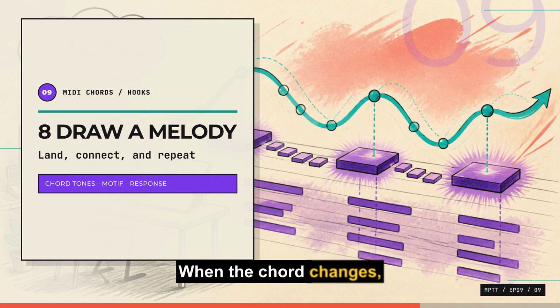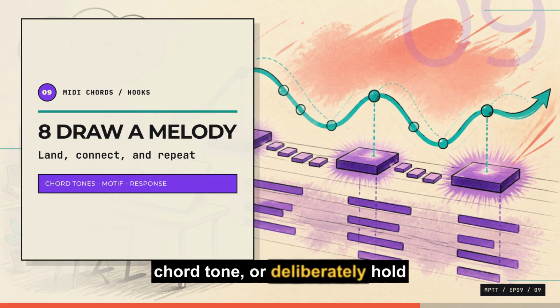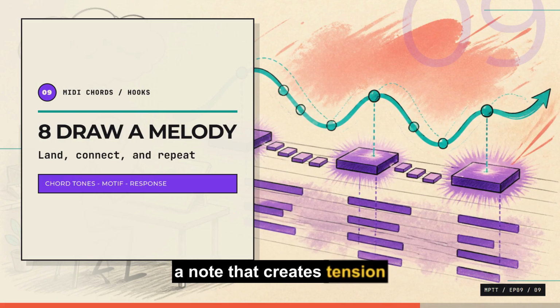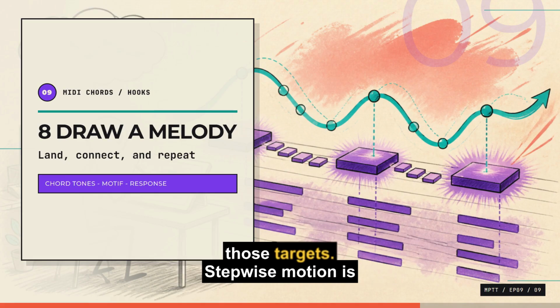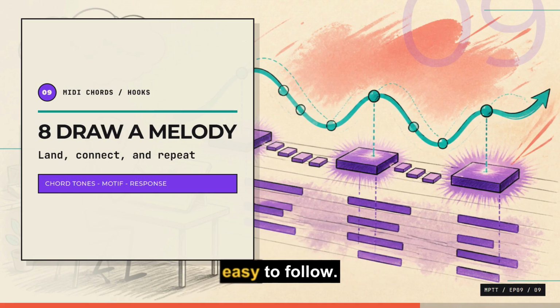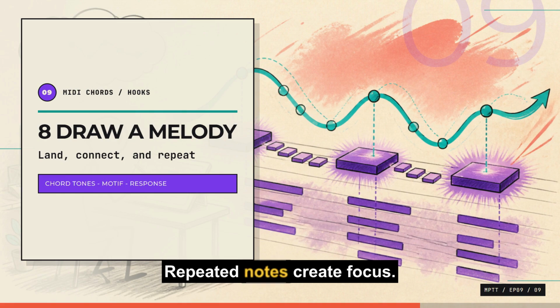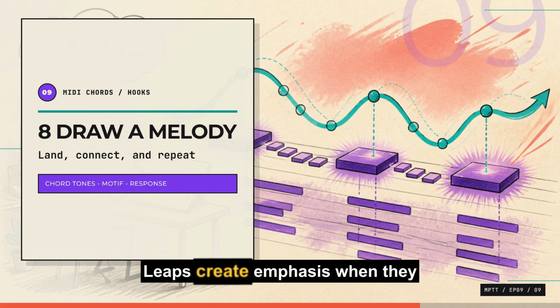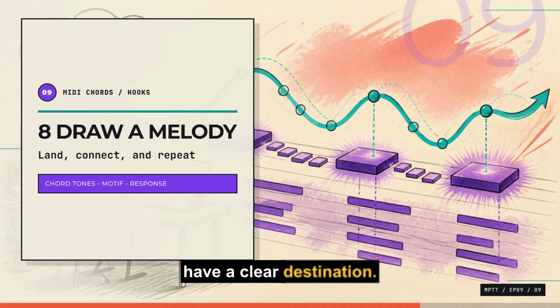When the chord changes, you can keep a shared tone, move to a nearby chord tone, or deliberately hold a note that creates tension before resolving it. Use scale tones to connect those targets. Stepwise motion is easy to follow. Repeated notes create focus. Leaps create emphasis when they have a clear destination.